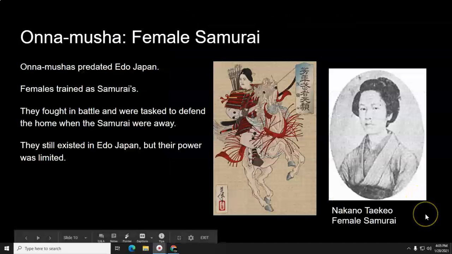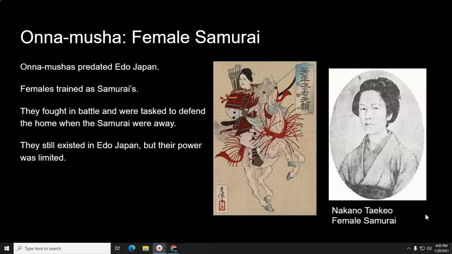There were female samurai, the onna-musha. Before Edo, there were a lot of them. They were very important. They were trained and had the same skills as samurai. There were also, during that time period, female ninjas that were trained differently than male ninjas. But female ninjas became rare during the Edo period. The female samurai were not as powerful during Edo. Their power was limited, but they were a part of it.